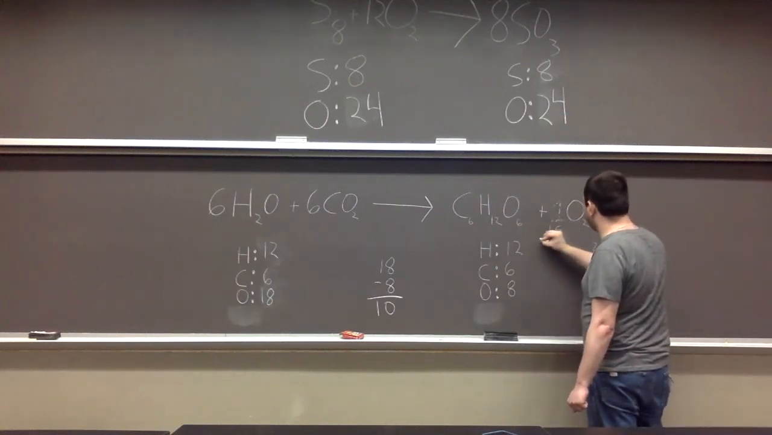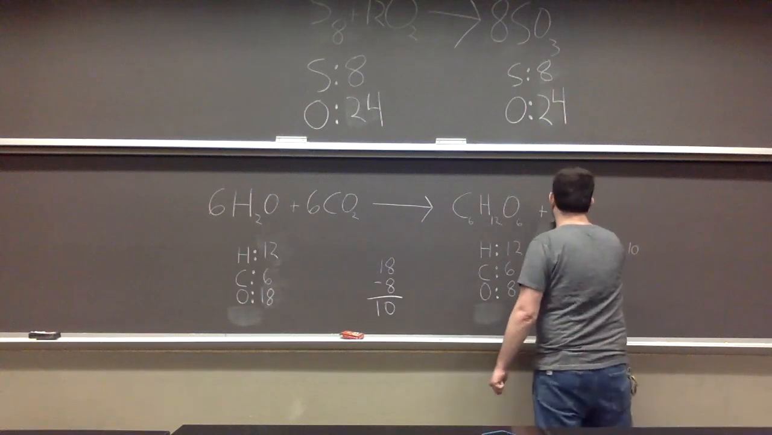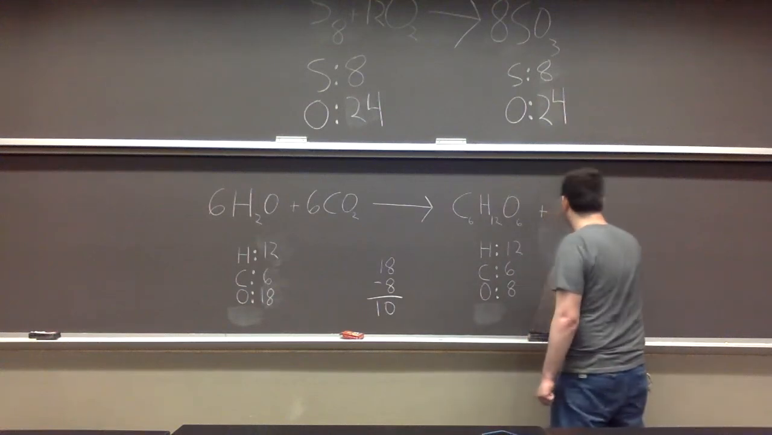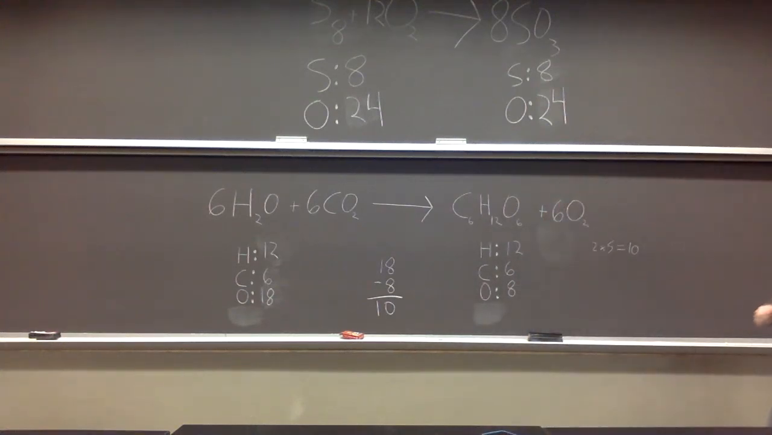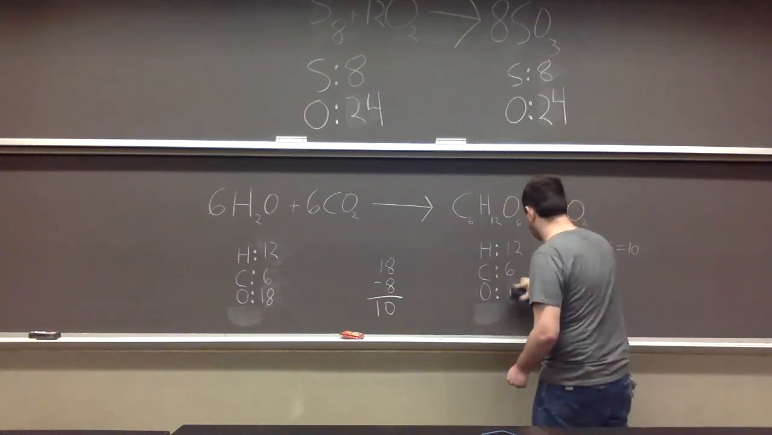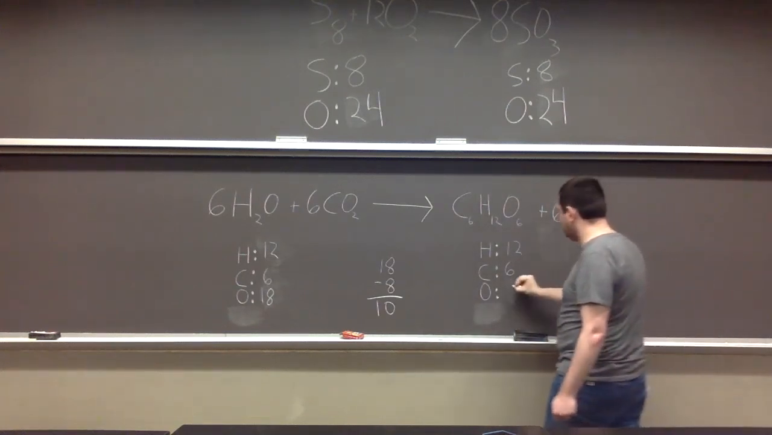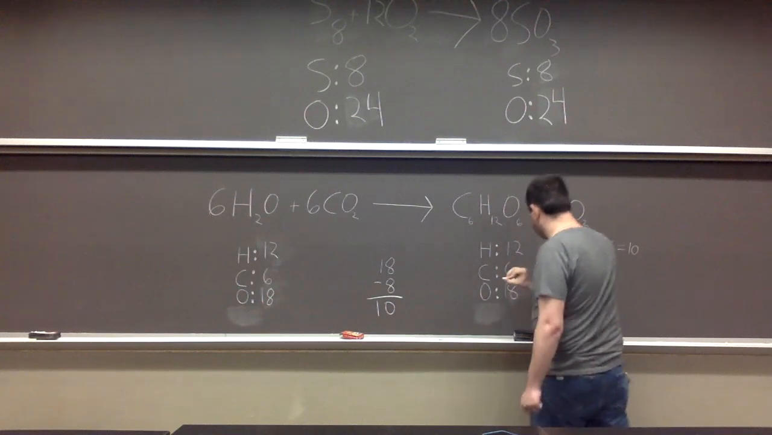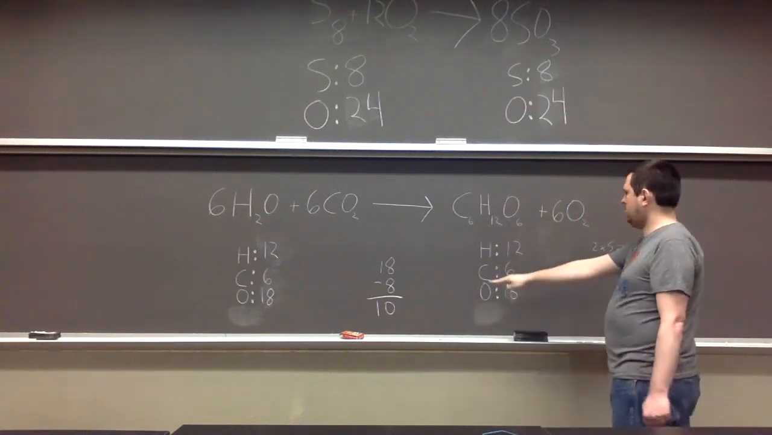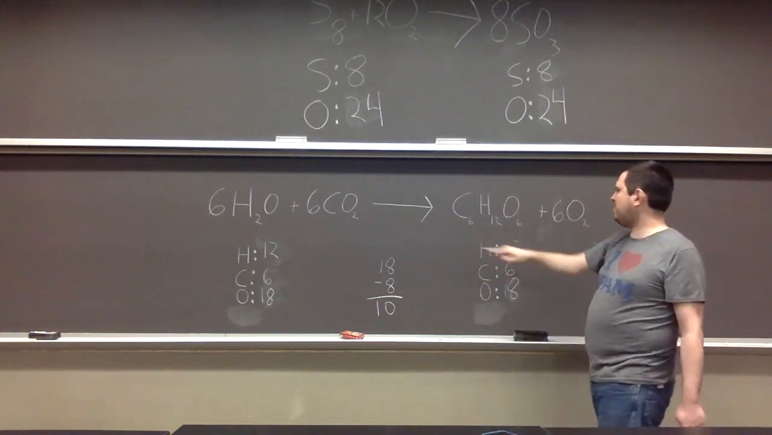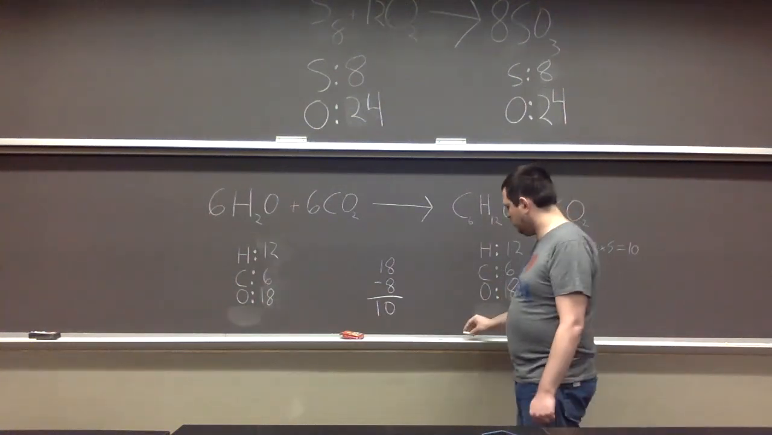We need to increase it by 5 to get us at 10. So 1 plus 5 is 6. So if we put a 6 here, 6 times 2 is 12, plus the 6 here, we have 18. Oxygens match, carbons match, hydrogens match. We are done.